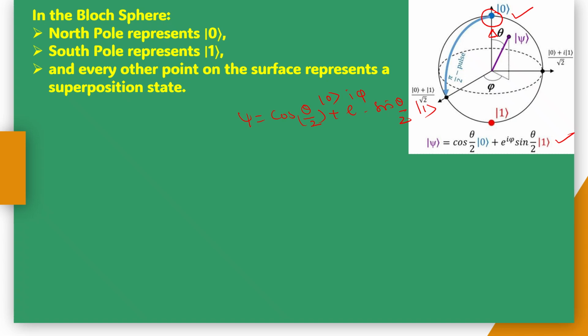So 180 degrees, but phi is 0. Phi is 0 in this particular position. Then for this parameter, cos 90 is 0, but sin 90 is 1. e power i phi, e power 0 is 1. Then this is the relation related to the state 1. So other than these two, north and south pole, each and every position on the sphere is a superposition state.